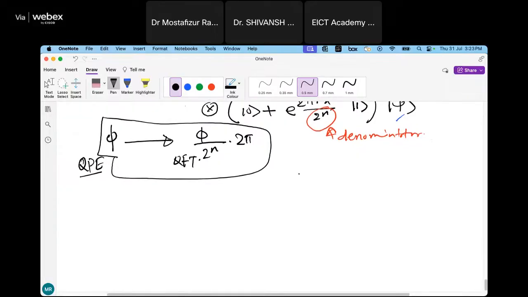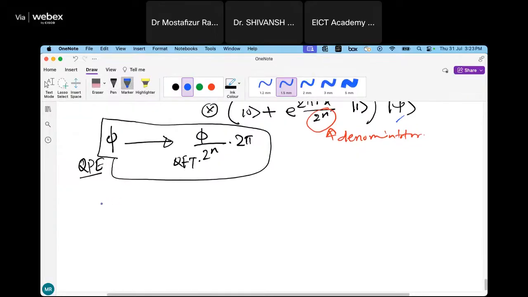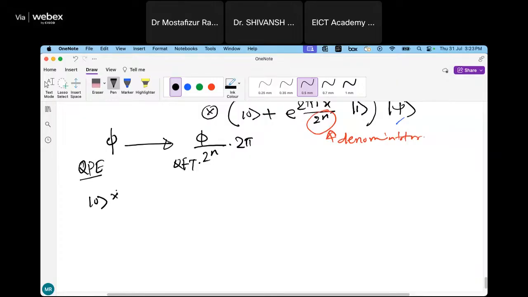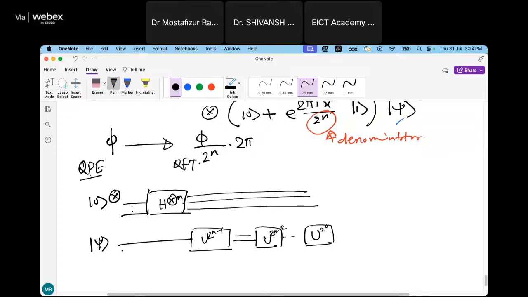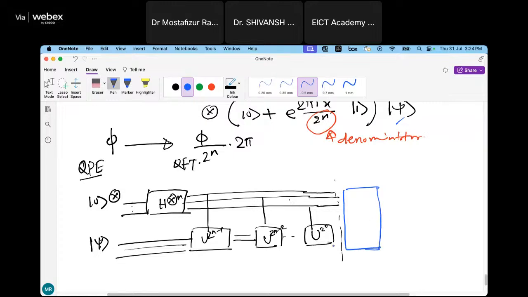So what I have done is this. I have started with the 0 state. Suppose there are multiple qubits. I have done this Hadamard. I have taken this state ket psi. I have done multiple U operations, successive U operations, U 2 to the power n minus 1, 2 to the power n minus 2, up to U 2 to the power 0, right? And I have done controlled operation, right? So I am here. Now this is very similar to what? QFT. Now if I place an inverse QFT circuit here, right?